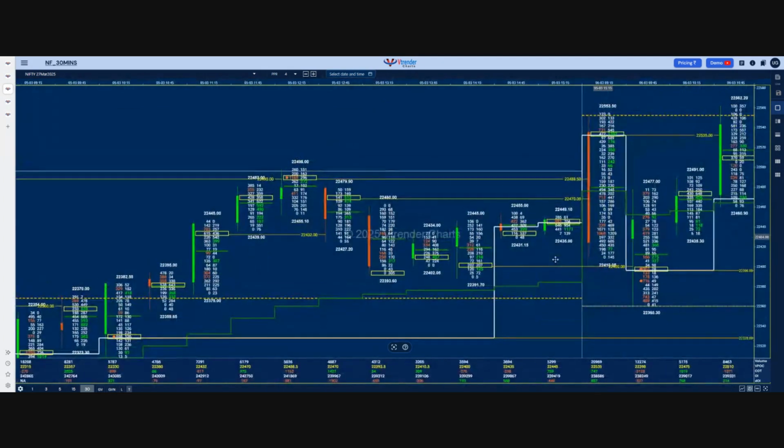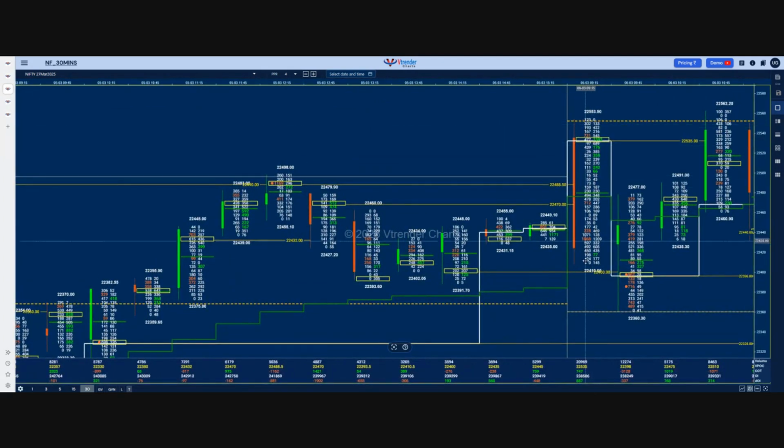Today what happened, we opened higher. This was an important reference. This was the anchored VWAP from the swing highs we left on 13th and 19th of February.